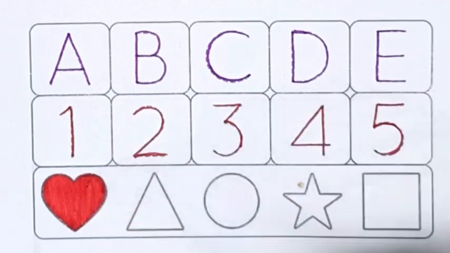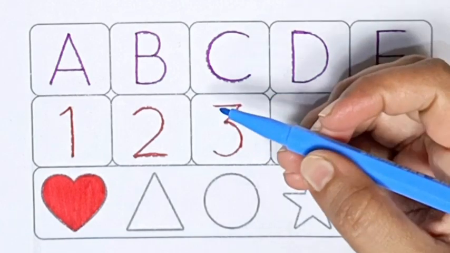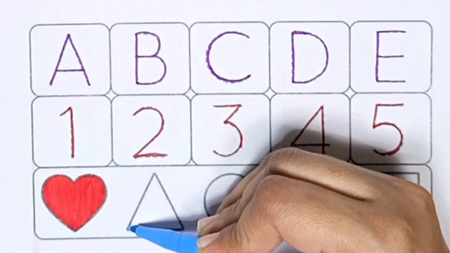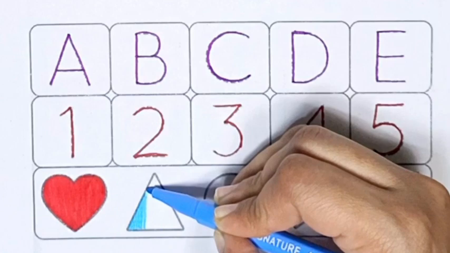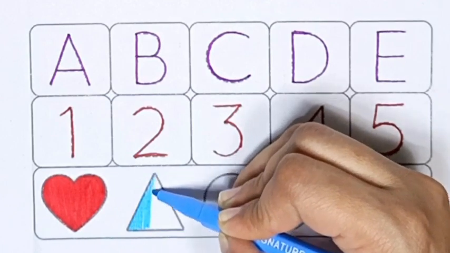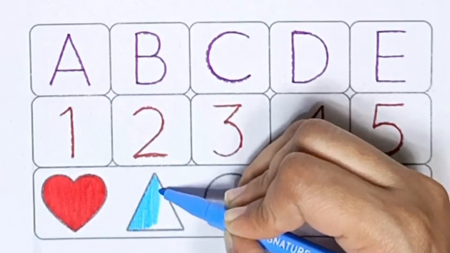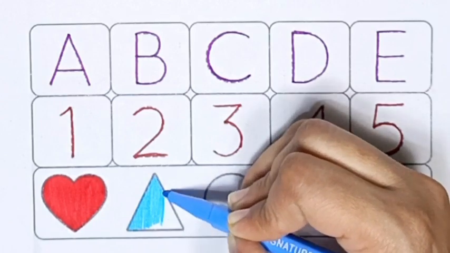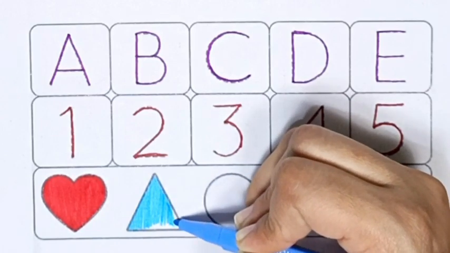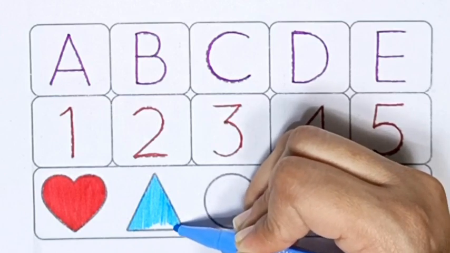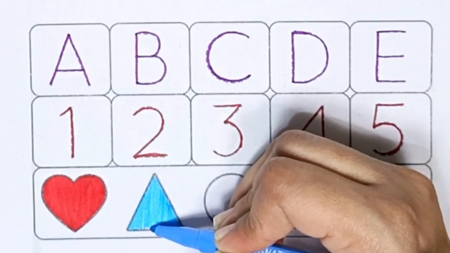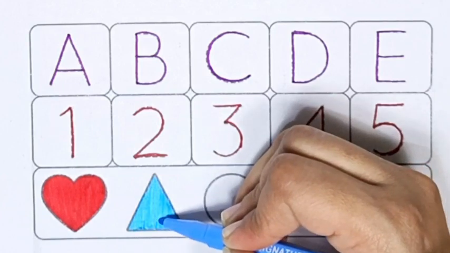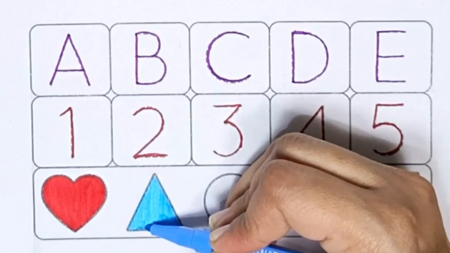Finally we completed it. Now we draw another shape. This is triangle and we are coloring it. This is blue color. What is this color? This is blue color. What is the name of this shape? The shape name is triangle and we are coloring it with blue color. Now we have completed it. It's triangle.